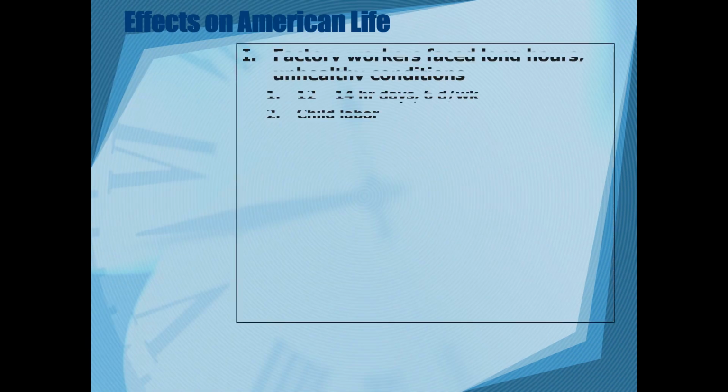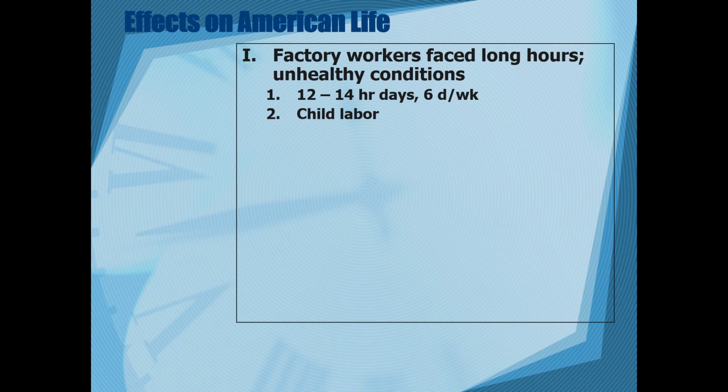And the effects on American life. So factory workers faced long hours, unhealthy conditions, and we talked about that. That kind of goes with urban problems. They worked 12 to 14-hour days, 6-day weeks.